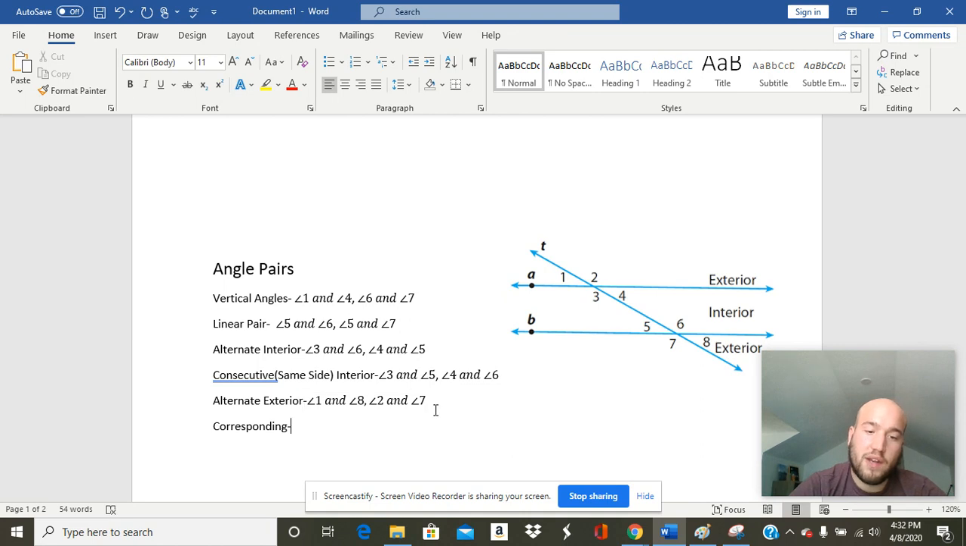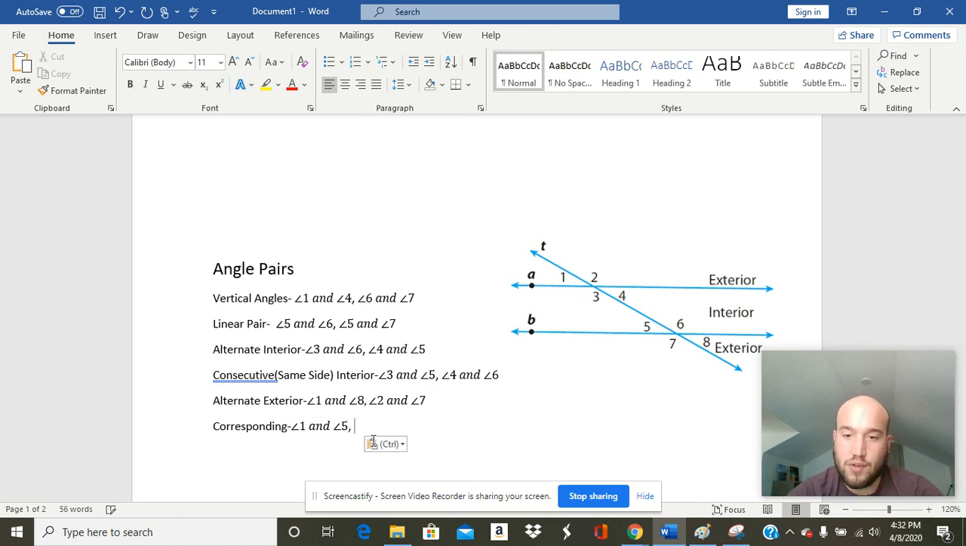Okay, the final one, corresponding. For this one, it's compared to the intersection, it's in the same location. Just like my shoes were corresponding, they match up, they're from the same pair. In the same way, angle 1 here is up to the left. It goes with 5 because that is also up to the left. So angle 1 and angle 5.